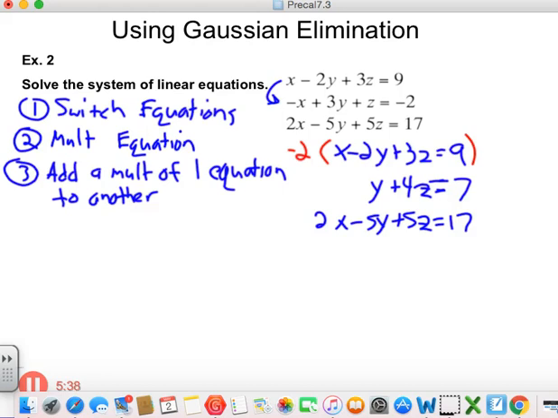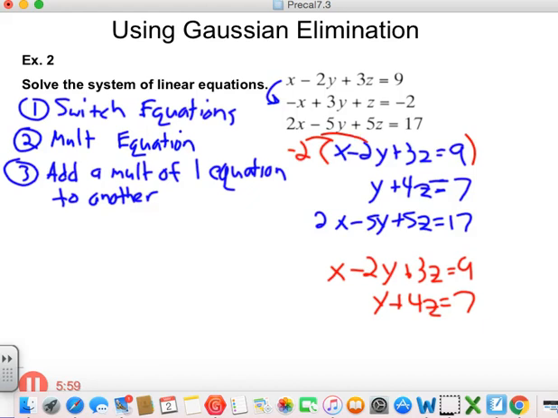So -2x and 2x will cancel. So I'm going to rewrite my first equation like it's written in the problem. I'm going to rewrite my second equation like it's written. But now my third equation, I'm going to add that top equation to it after I multiply it by -2. So -2 times x and 2x will cancel, which is the whole idea.